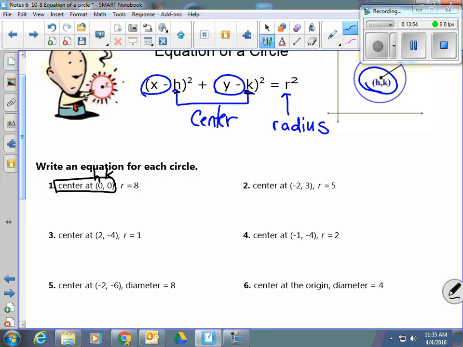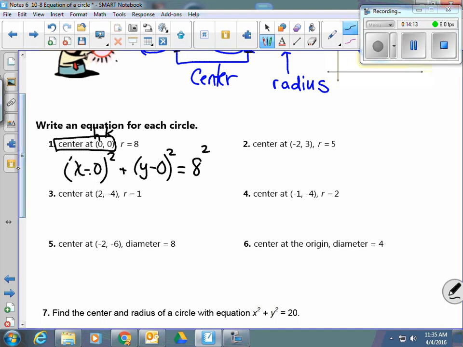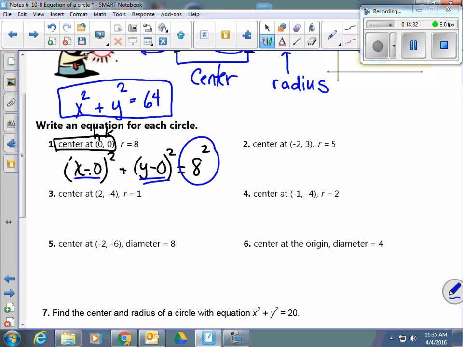So if I'm going to write it into the equation, it's X minus H, which is 0, and that's squared, plus Y minus K, which is 0, and that's squared. And that's going to be equal to my radius, which is 8 squared. Now, let me just confirm. Do I really need to write x minus 0? Can I just write x squared? Do I really need to write y minus 0? Can I really just write y squared? And then what is 8 squared? This is the answer that I would be looking for.